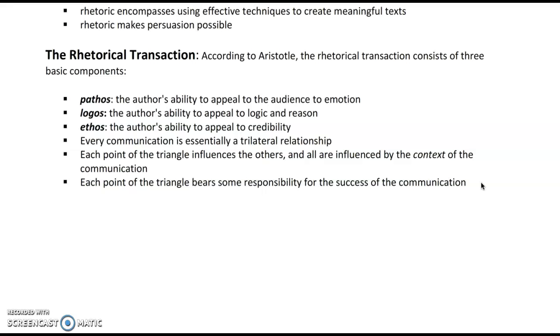Now, what I want you to think about when you're looking at the rhetorical triangle is how you see these appeals play out in both your everyday life and then also in an academic setting. You know, we often don't notice the techniques that are being used in our everyday lives. We don't consciously point them out.